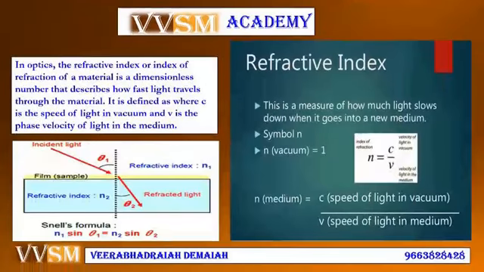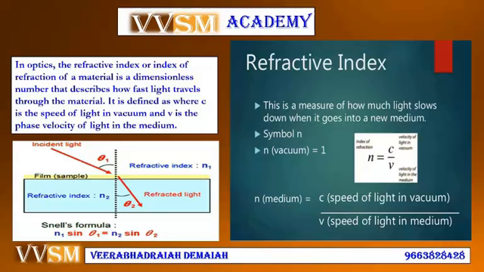In optics, the refractive index or index of refraction of a material is a dimensionless number that describes how fast light travels through the material. It is defined as n = c/v, where c is the speed of light in vacuum, and v is the phase velocity of light in the medium. Refractive index is a measure of how much light slows down when it goes into a new medium. The symbol is n, and n for vacuum is equal to 1.